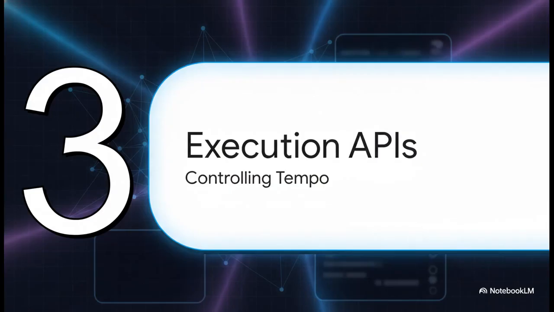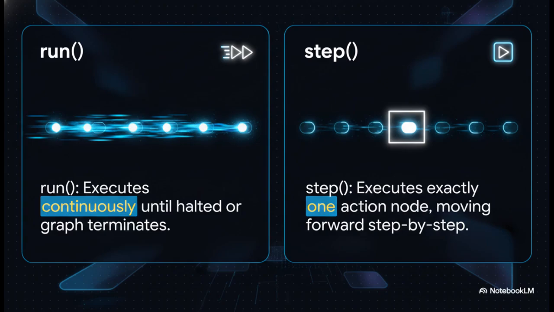Which brings us to Section 3, execution APIs and iteration. Okay, once your application is built and instantiated, you need deliberate APIs to actually drive it forward. Picture a glowing cursor moving across your graph nodes. The run command lets that cursor flow continuously until a halting condition is met. But step, that gives you manual node-by-node iteration control. So a standard chatbot is going to use run to process a prompt all the way to a final response. But if you're debugging a really complex multi-agent simulation, man, step is incredibly powerful because it lets you evaluate the immutable state after every single action.